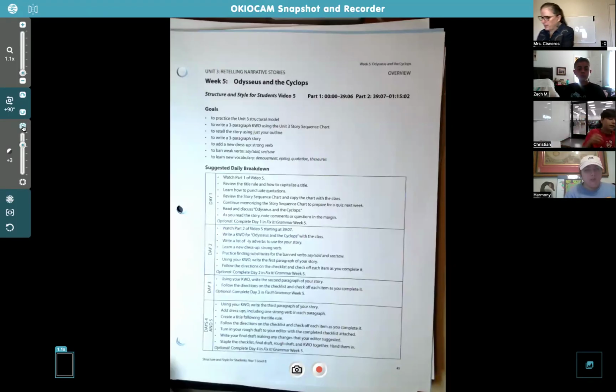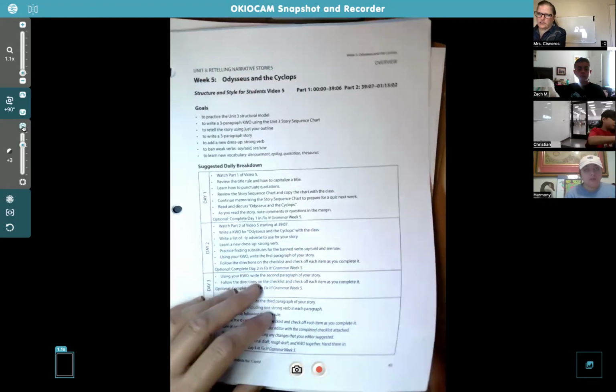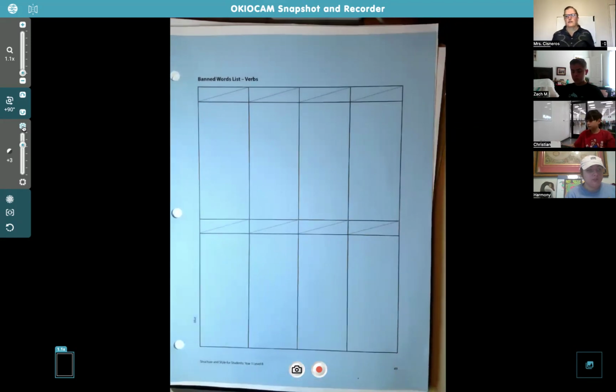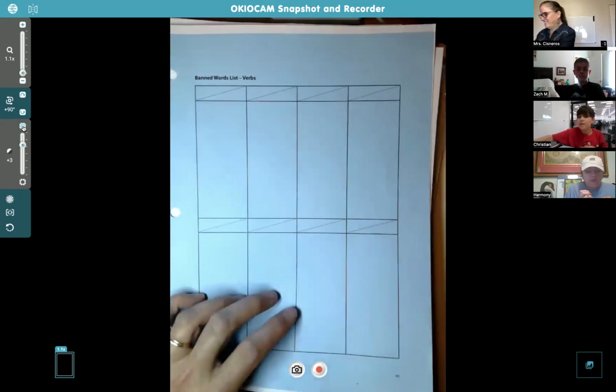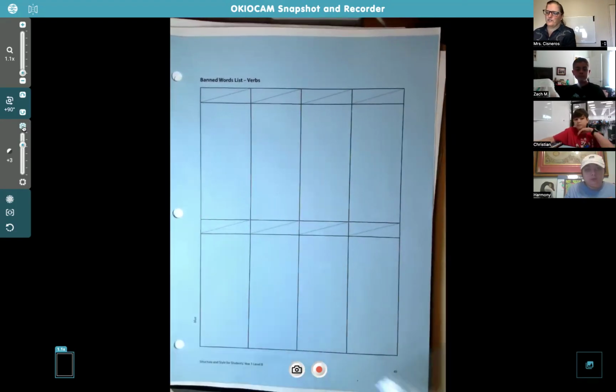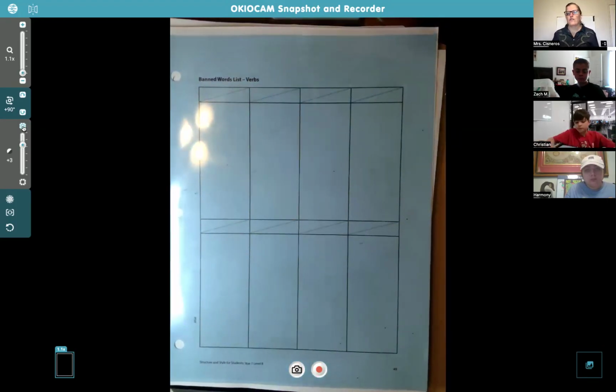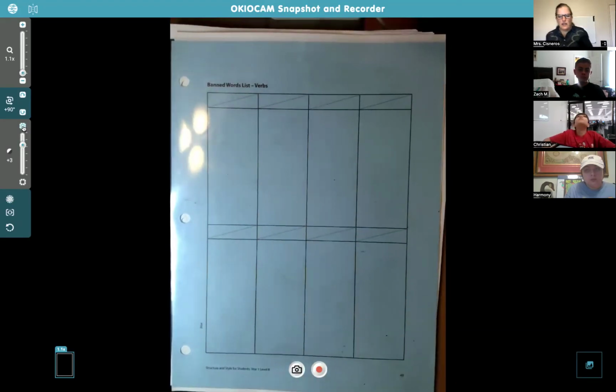Got it? Okay. First thing we're going to look at is the blue page. So in your stack of stuff, go ahead and get out the blue page first. Banned words. Yay! You guys remember those? Good times, right? I know Zach is new to my class, but banned words, have you heard of those before, Zach? No. Okay. So banned words are banned, which means you're not allowed to use them anymore in your writing.